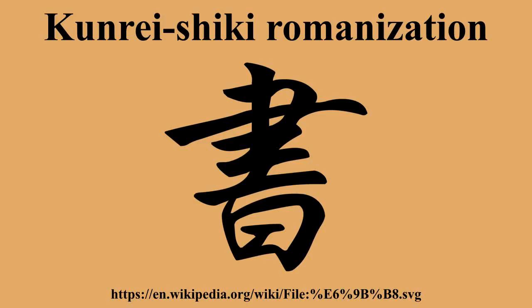Kunreisiki has been recognized, along with Nihonshiki, in ISO 3602:1989, Documentation, romanization of Japanese by the ISO. It was also recommended by the American National Standards Institute, after they withdrew their own standard, ANSI Z39.11-1972, American National Standard System for the Romanization of Japanese, in 1994.